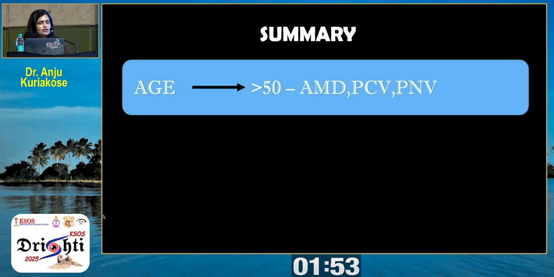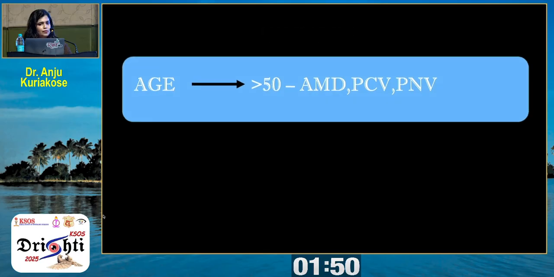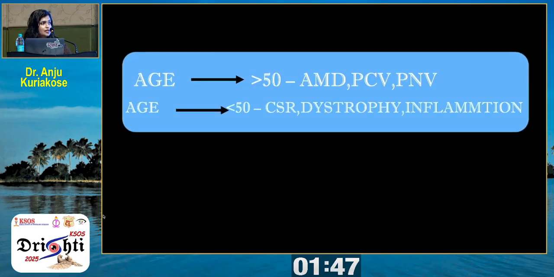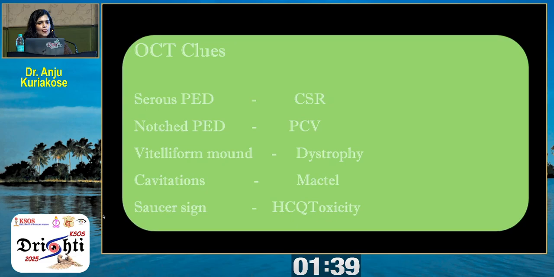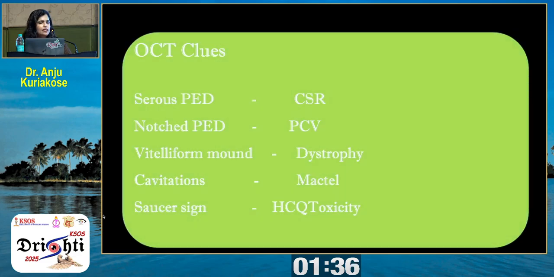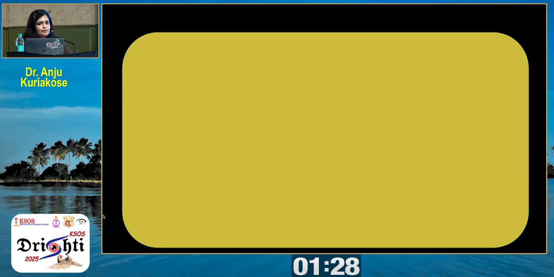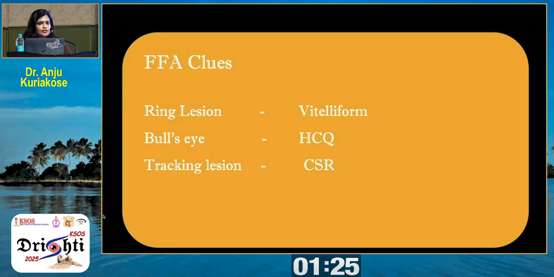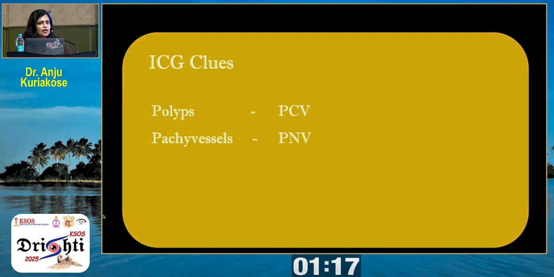Based on all this, the summary is based on age. If the patient is above 50 years, consider AMD, PCV and PNV, not always AMD. If the age is less than 50 years, consider CSR, dystrophies, and inflammation also. OCT clues: serous PED, CSR, notched PCV, vitelliform mold, dystrophies, cavitations, MacTel and saucer sign, HCQ toxicity. In FFA: ring lesion, vitelliform, bullseye, HCQ, and tracking lesion, CSR. And ICG: polyps, PCV, and pachyvessels, PNV.